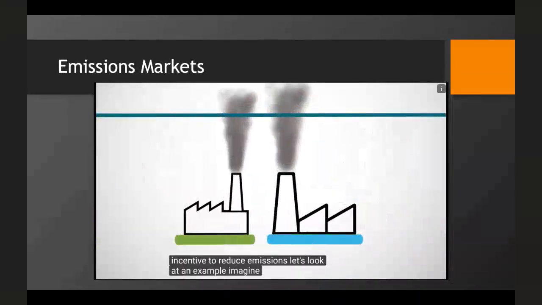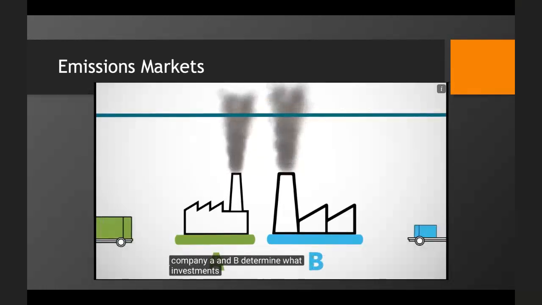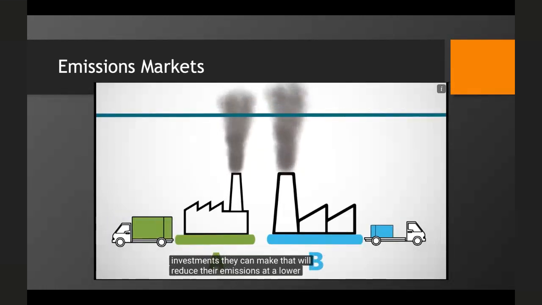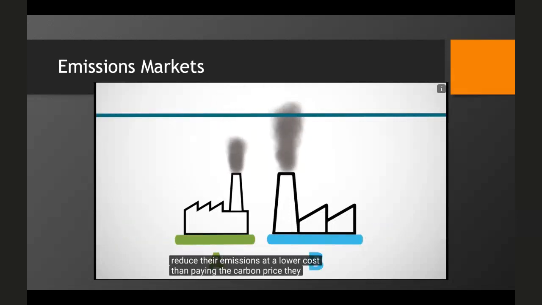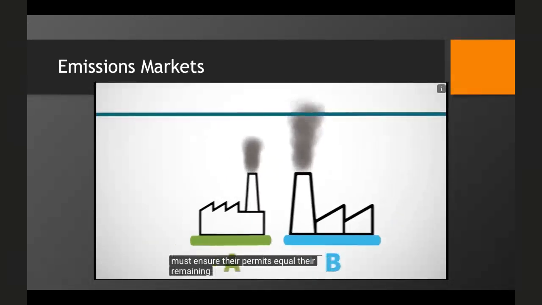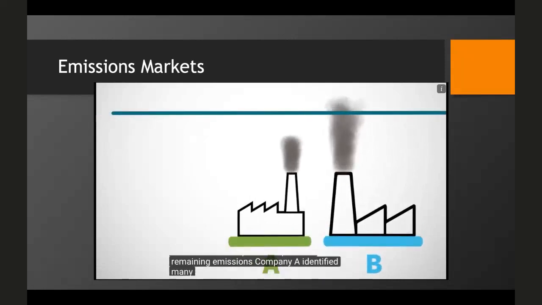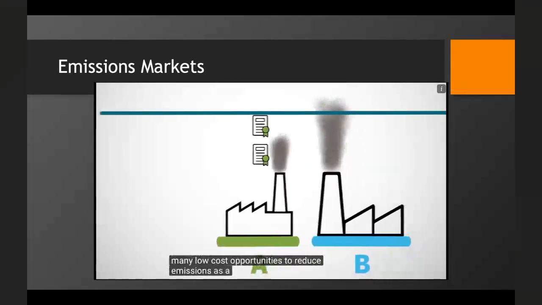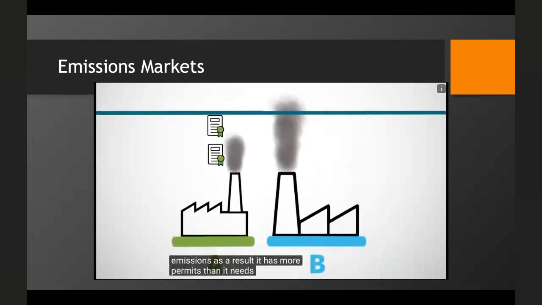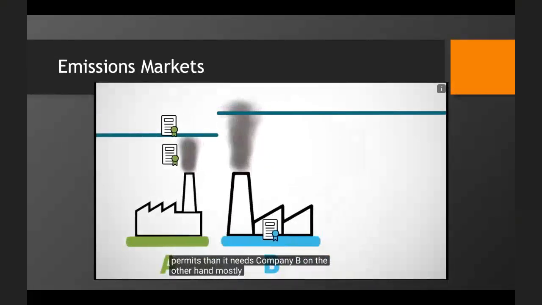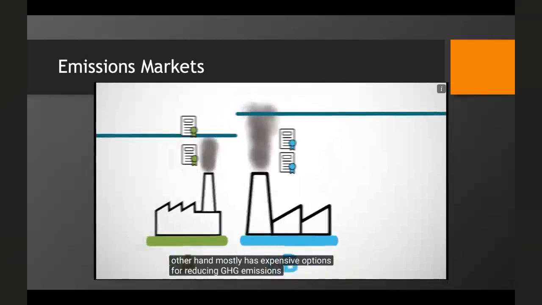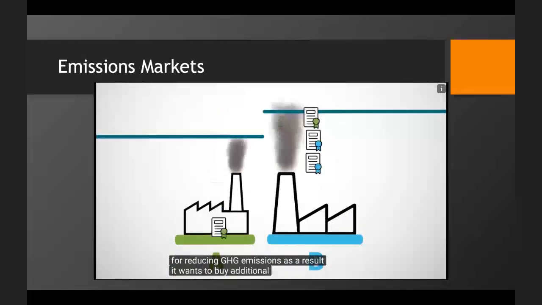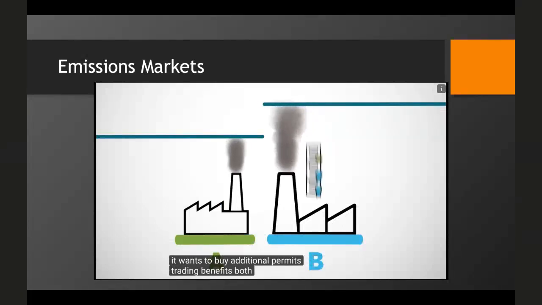Let's look at an example. Imagine two companies. Let's call them Company A and Company B. Based on the market price of carbon, Company A and B determine what investments they can make that will reduce their emissions at a lower cost than paying the carbon price. They then must ensure their permits equal their remaining emissions. Company A identified many low-cost opportunities to reduce emissions. As a result, it has more permits. Company B, on the other hand, mostly has expensive options for reducing GHGs. As a result, it wants to buy additional permits. Trading benefits both companies. A sells its excess permits to B.